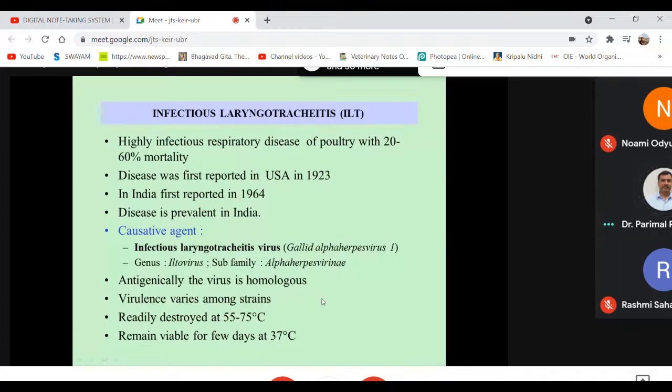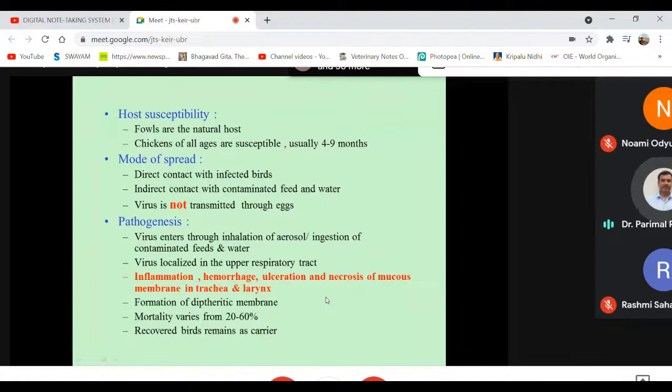Basically, it causes laryngotracheitis, and the very typical symptom that we could see is the tracheal rales. In a subsequent slide we'll see that because of the epithelial infection, sometimes diphtheritic membranes are formed and they occlude the respiratory tract. In chronically affected birds, we can see some caseated mass deposited in the respiratory tract, particularly in the trachea. Then when the bird breathes, whistling sounds are produced. Tracheal rale is what we say. It basically occurs in fowl, which are the natural host of infection.